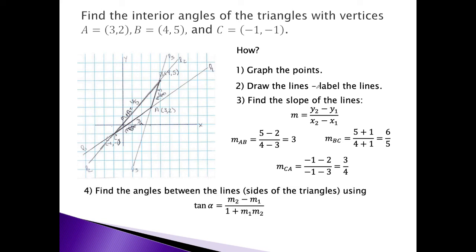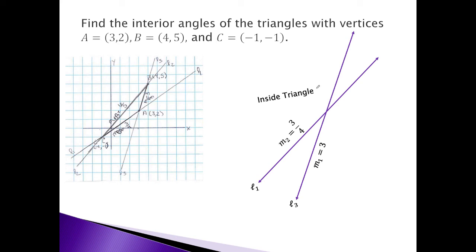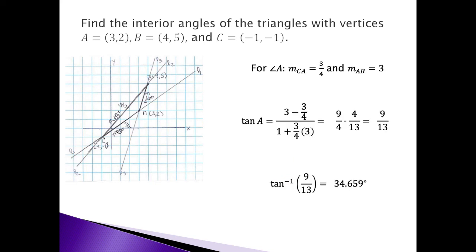Now I'm going to find the angles between the lines or the sides of the triangles using the tangent of alpha is m2 minus m1 over 1 plus m1 times m2. So for angle A, if I have my angles and my slopes, there's the inside of the triangle, there's A, that's the angle that it's going to give me for angle A, okay? And the calculations are here.